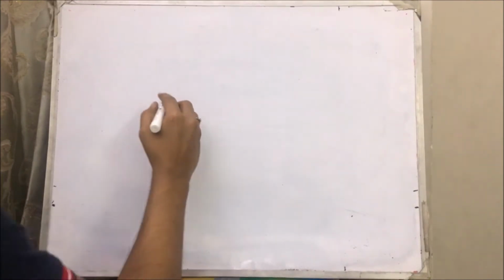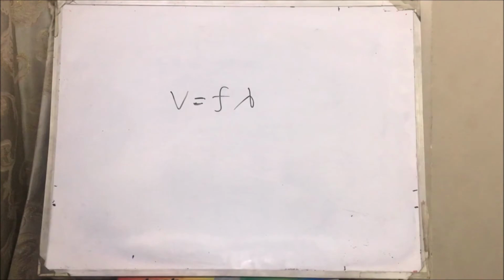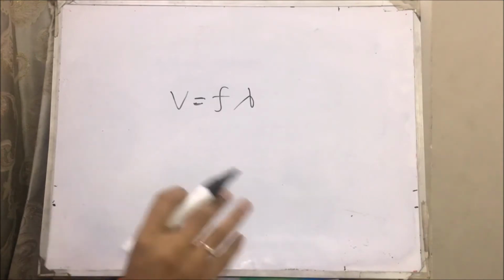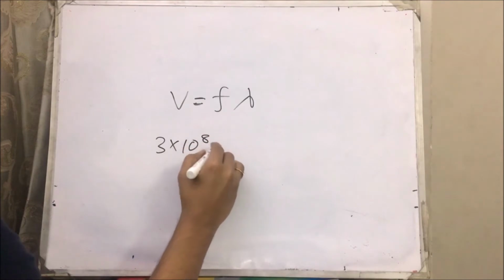Now we will talk about the electromagnetic spectrum. The entire term sounds very difficult, but it's not that difficult actually. Look at this formula. V is equal to F lambda. V means the speed of light. Okay. The electromagnetic waves have the same speed in vacuum. That is 3 into 10 to the power 8 meters per second.